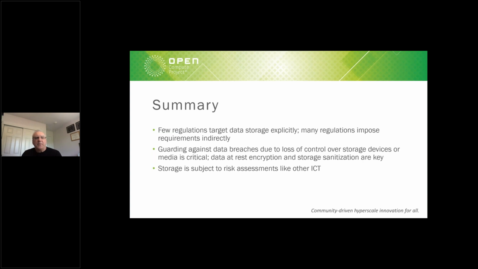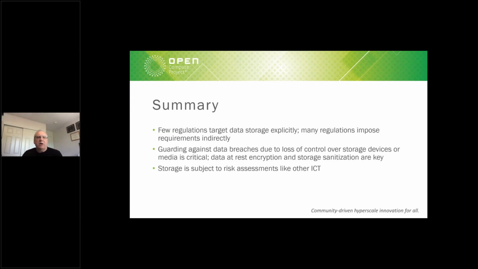So just to bring this to a close, sorry for the whirlwind tour, I think the takeaway here is that there aren't a whole lot of regulations directed at data storage explicitly, but there's an awful lot indirectly that do impact storage and storage technology.